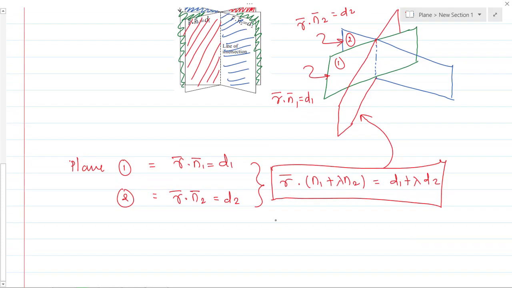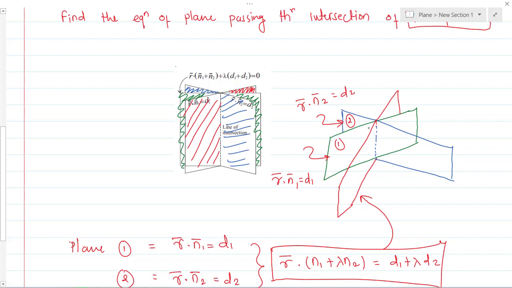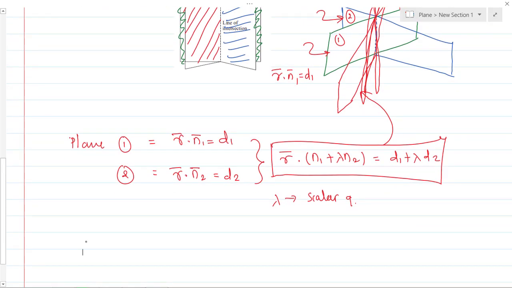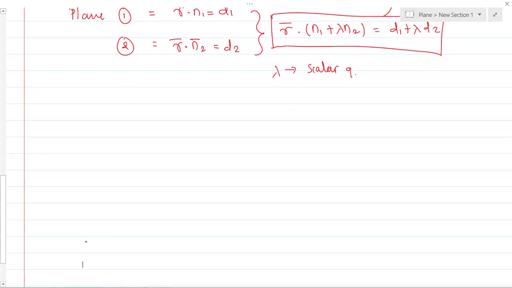Where lambda is any scalar quantity. For each and every value of lambda, you will get a different plane. Suppose this is lambda 1. If you get another plane which is passing through here, that will be lambda 2. Each and every value of lambda gives you infinitely many planes. So these are all different planes for different values of lambda, and for a single value of lambda, you get a single equation of a plane.